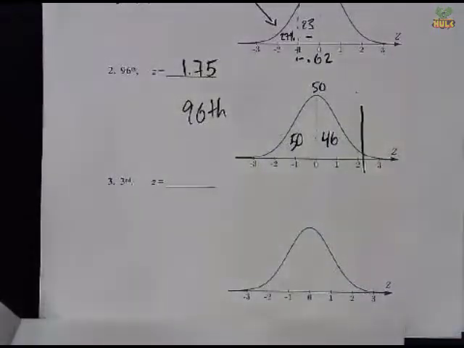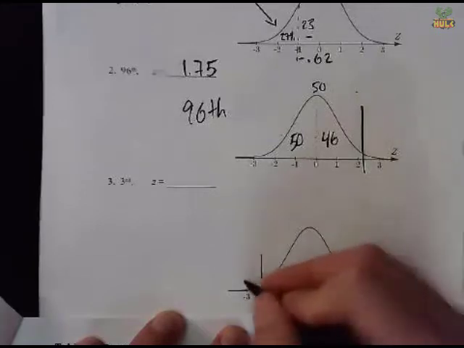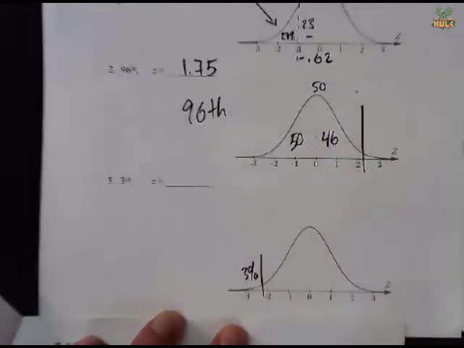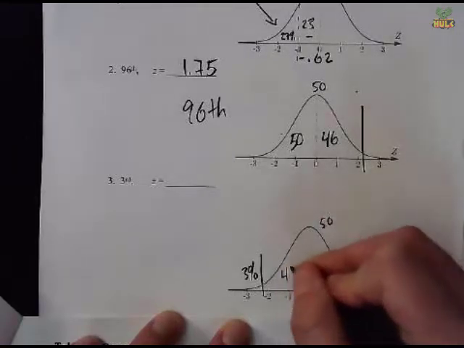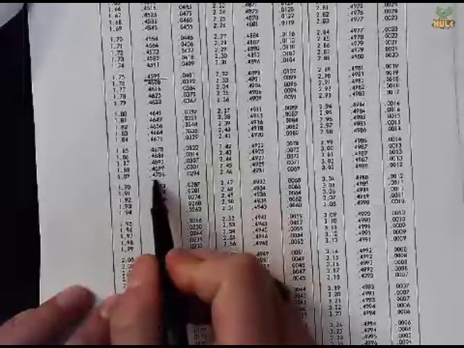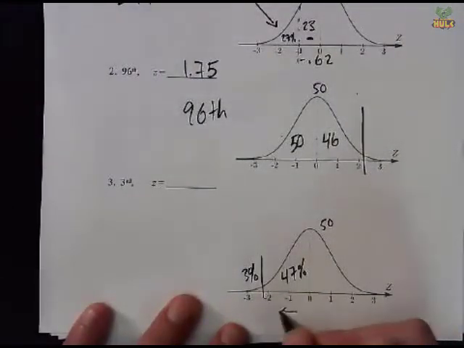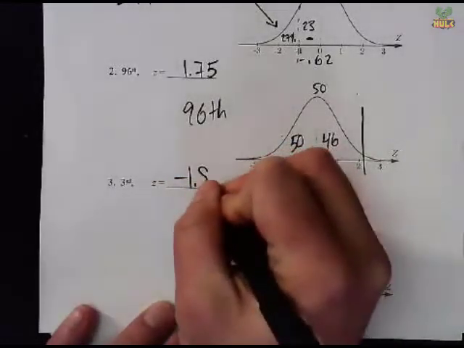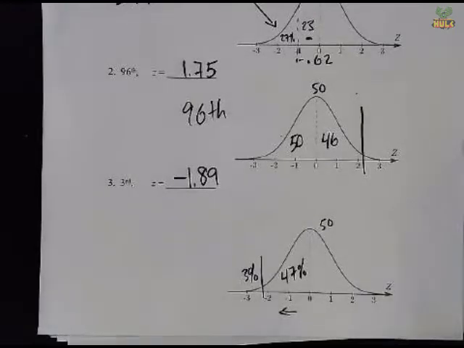All right, let's look at the third problem. In this case, we have a third percentile. So again, way below the mean, way over here, only 3% at or below that score, which means with 50% over here, that remains 47% of the distribution. So 47 between the mean and z. If we look this up, we can find that value to be 1.89, but remember it's negative, right? It's on this side, so that is a negative 1.89.